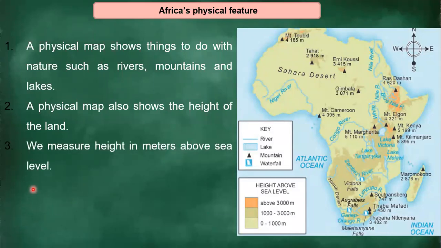It shows us natural features such as rivers, mountains, and lakes. It also shows us the height of the land. We tend to measure the height in meters above sea level. So we cannot measure the height of the land in centimeters, millimeters, or kilometers. We measure it in meters. The height of the land, we measure it in meters. You should remember that.